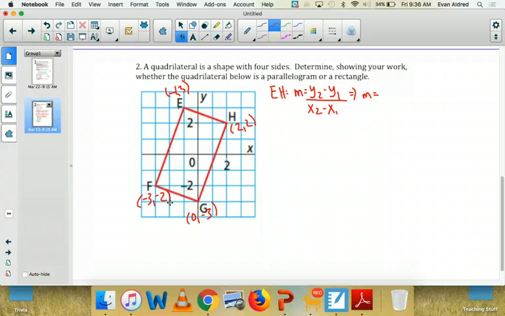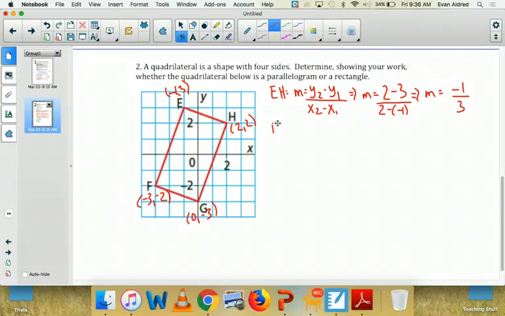So now we look at EH. And it doesn't matter which we call y1 or which we call y2. I'll go right to left. So we'll go 2 subtract 3 over 2 subtract negative 1. And we get a slope of negative 1/3. We can check that by looking at our diagram. And if we start at E and go down 1 to the right 3, we should get to H. And we can see that we do.